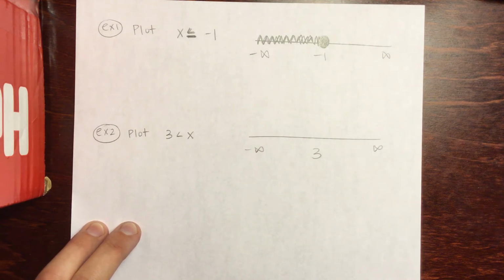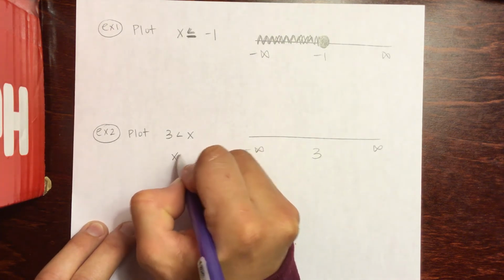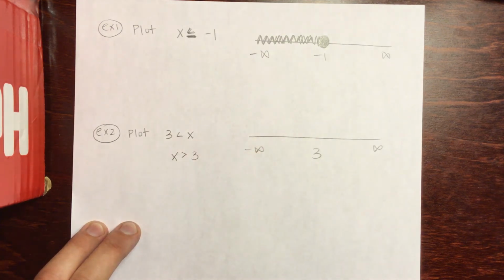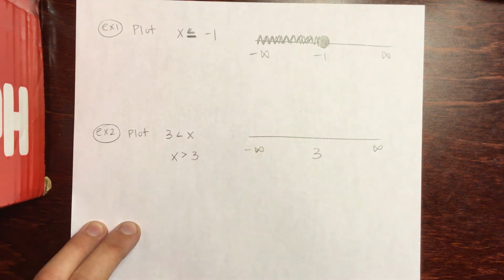So let's just rewrite this. 3 is less than x is the same thing as saying x is greater than 3. Notice the big part of my V faces the x both times. I just used like a mirror image to flip it and reorder it.